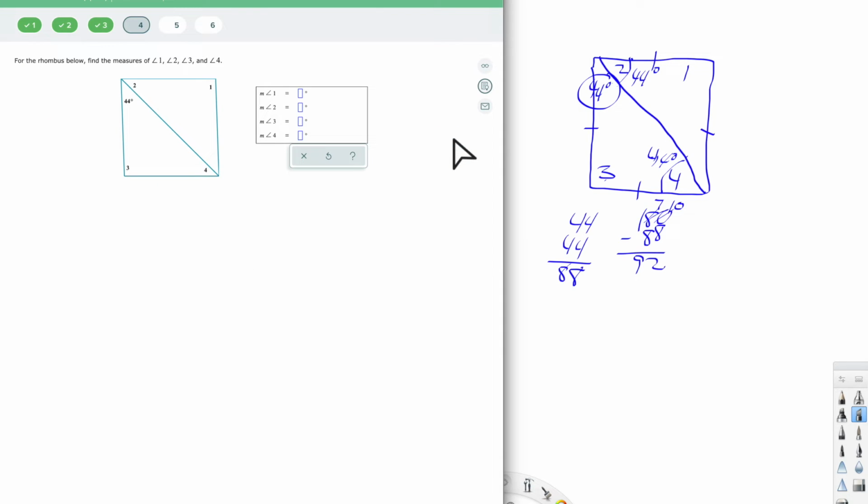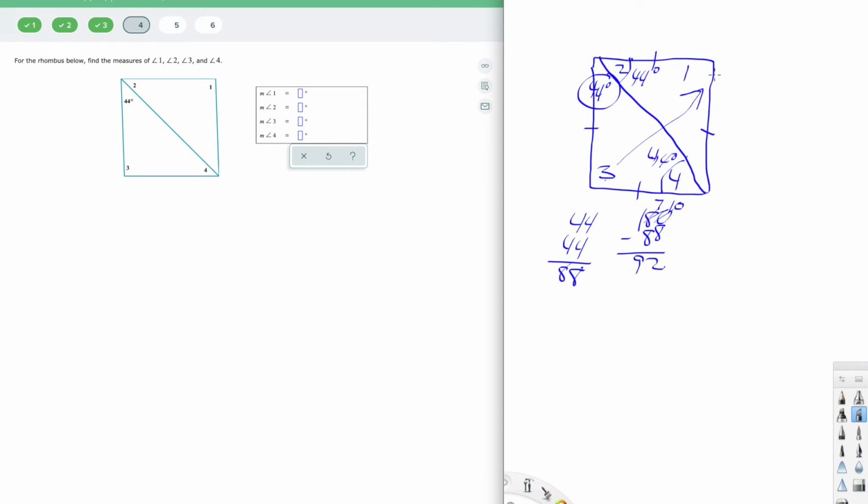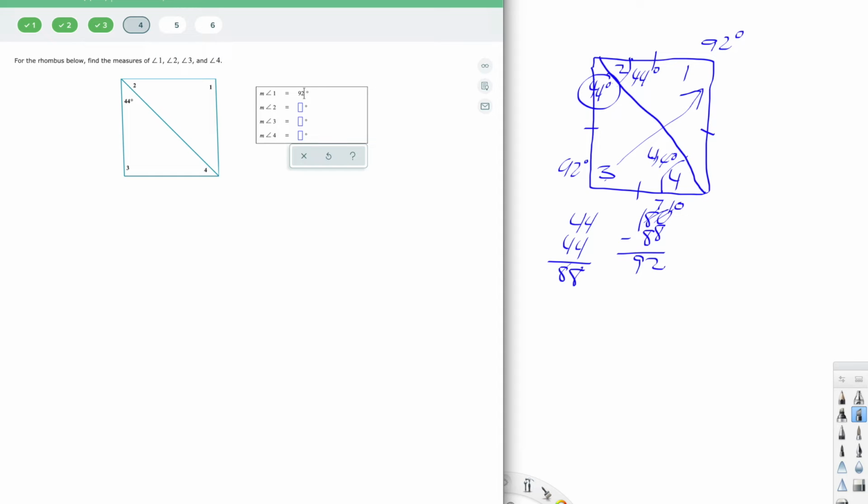So that diagram didn't quite show us the diagonals for a rhombus are a little bit more special where they bisect that angle. So that definitely changes things up a little bit. Oh, and I forgot angle 1. So angle 1, that's opposite of angle 3, so it's also going to be 92 degrees. So I have 92. Angle 2 was 44. Angle 3 was 92. And angle 4 was 44. All right. Check. Perfect.